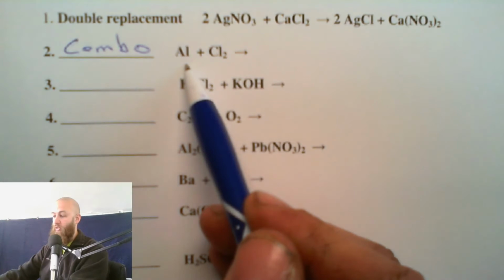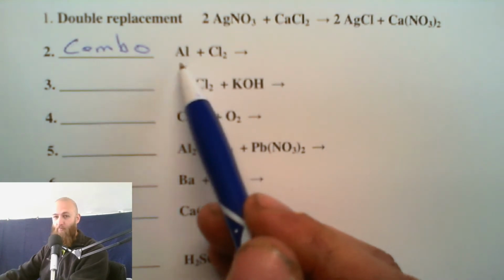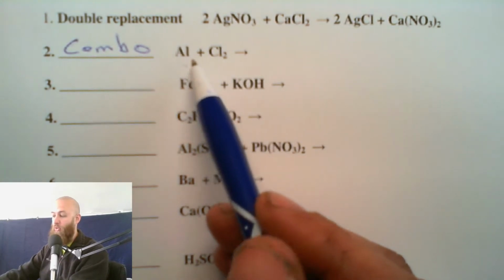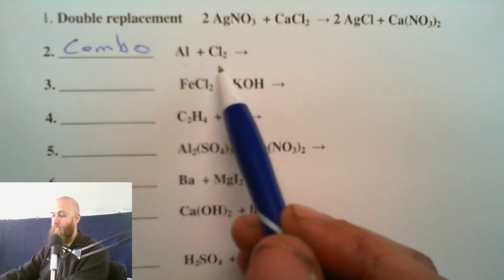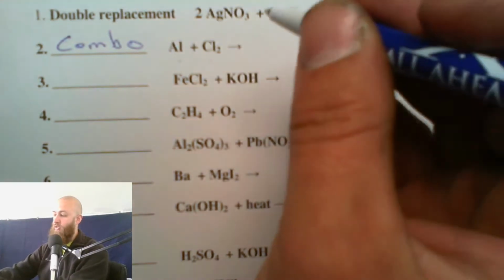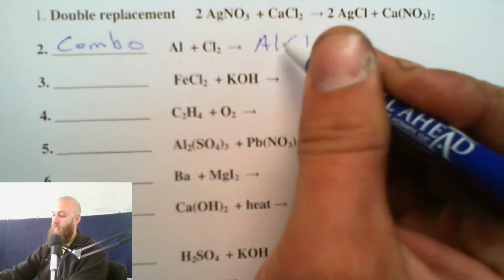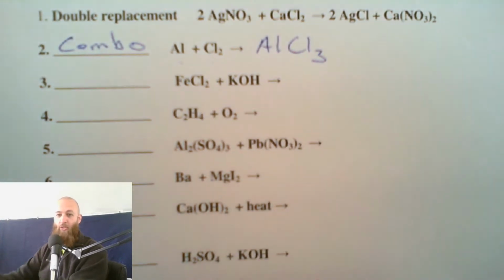So you have to go to the periodic table. You got to find the charge for aluminum and the charge for chlorine. Well, aluminum is a +3. Chlorine is a -1. So what you do is crisscross Al +3. Chlorine's a -1. So that should be the answer there.